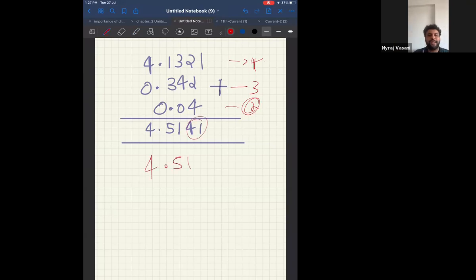This is anyway less than 5, means less than 50. Therefore, my answer should be reported as 4.51. Here I'm using rounding also. You know rounding, right? Rounding off. So this is your answer. Now tell me, did you understand this?